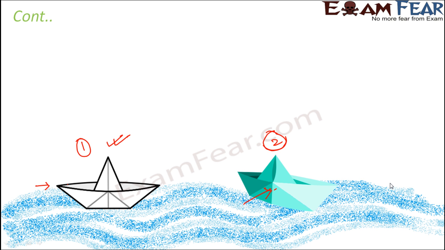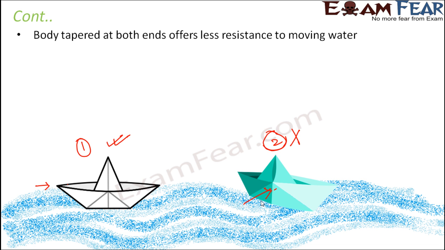Why is that? That is because this particular shape, where you have tapered ends and it flows along the direction of water, offers minimum resistance to water, so it can comfortably move in water, but in the second case it can't. So just try this activity yourself, and you will understand what I am trying to say. We find that a body tapered at both ends offers less resistance to moving water.